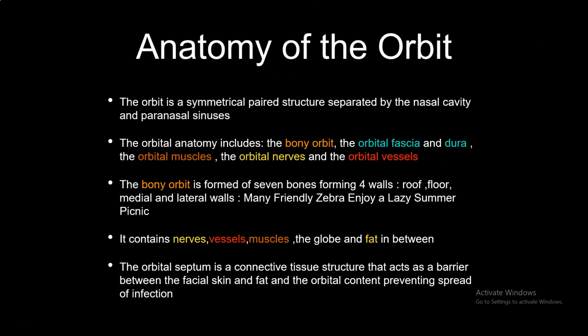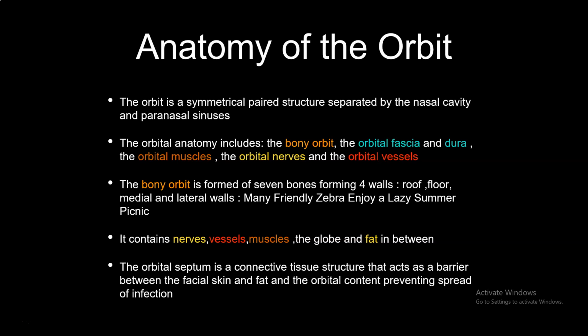The orbit is a symmetrical paired structure on either side of the midline, separated by the nasal cavity and paranasal sinuses. When we talk about the orbital anatomy, we should detail it into bony orbital anatomy, orbital fascia and dura, orbital muscles, orbital nerves, and the orbital vessels.